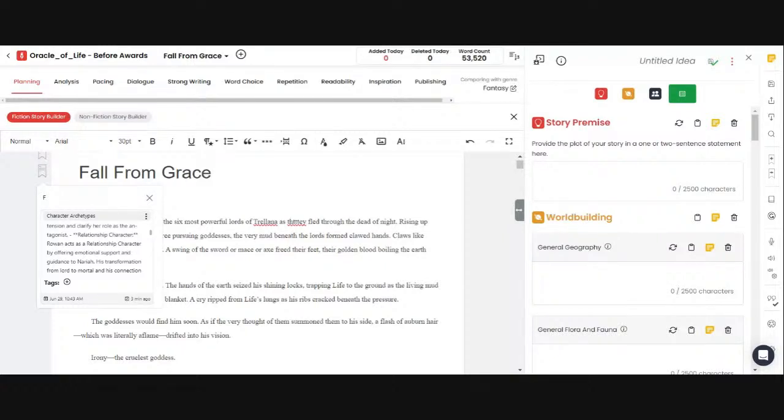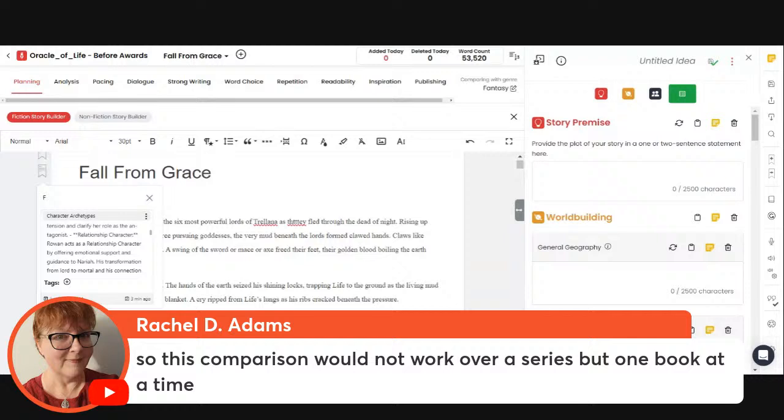This comparison would not work over a series, but one book at a time. So starting for reverse outlining, it would usually be for a single book. Now, I have had completed series because the Analyzer in AutoCrit is a new tool that rolled out last fall, and it is a life-saving tool. But I have been writing in AutoCrit for over 5 years, and so we did not have this tool. So I have gone back and plugged my books into it now that we have it.